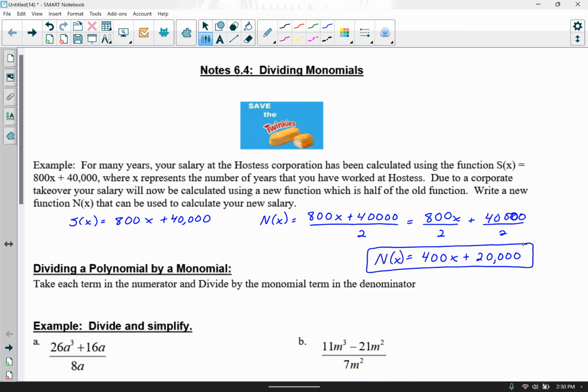Okay. The point in showing you that is that whenever we are dividing by a monomial, whenever you divide by that one term, every term in the numerator is going to get divided by that denominator, okay? And so that's what you're seeing here below when you're dividing a polynomial by a monomial. Take each term in the numerator and divide it by that monomial term in the denominator.